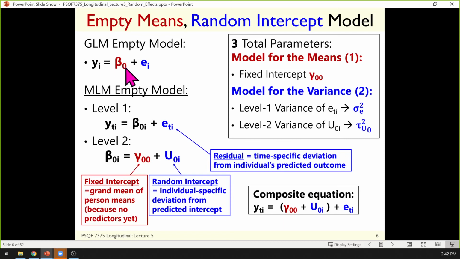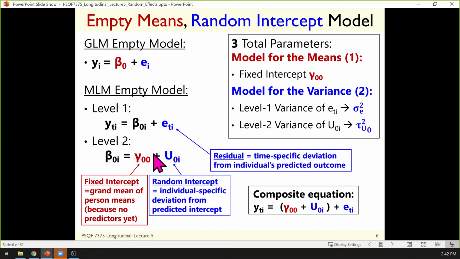Beta 0 is a constant. It doesn't have an I because everybody gets the same beta 0 fixed intercept. I am using a color coding scheme, by the way, throughout these slides to try and help you keep stuff separate. Parameters in the model for the means are going to be red, and parameters in the model for the variance are going to be blue. So beta 0 is a fixed intercept in the model for the means. The variance across people in the E's would be the residual variance. That's in the model for the variance. So we are switching our system of notation to break down the model into two different levels.